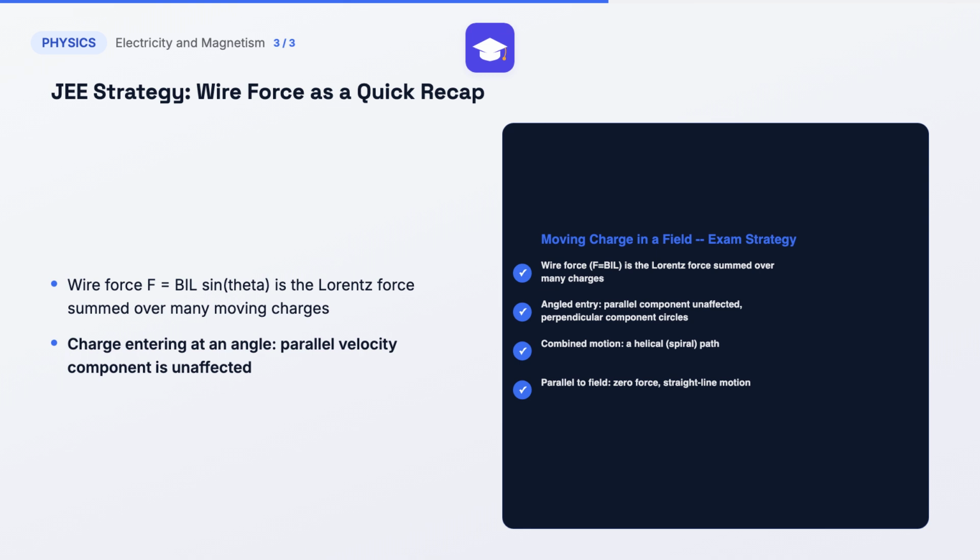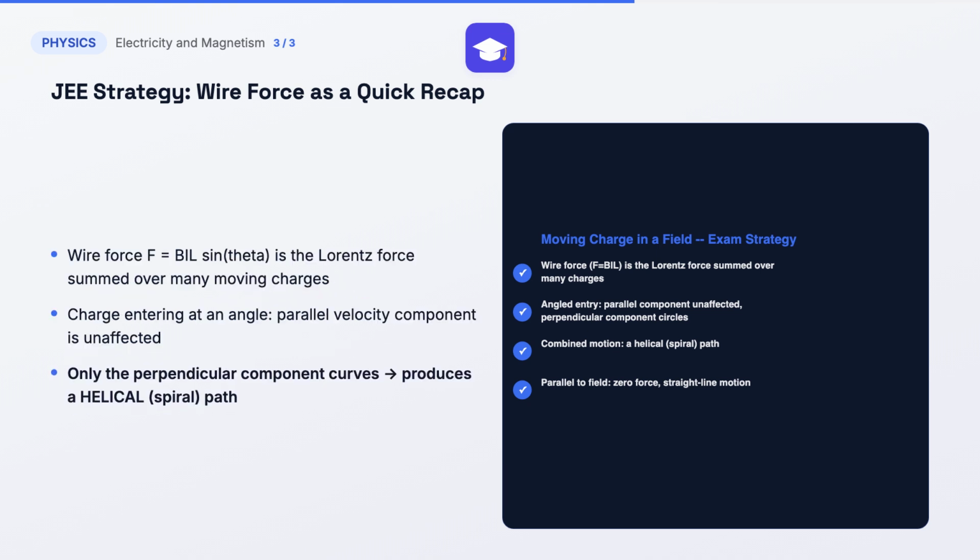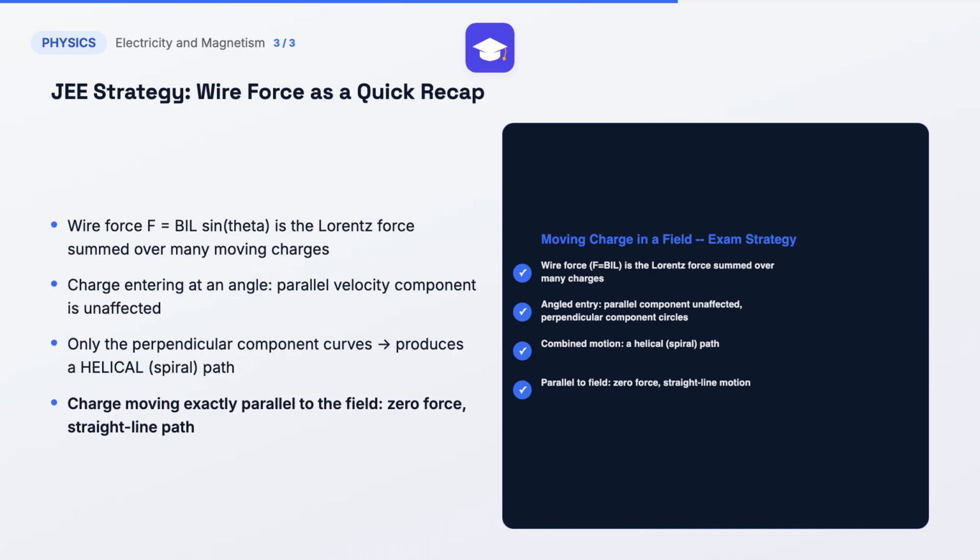A frequently tested JEE trap involves a charged particle entering a field at some angle, rather than exactly perpendicular. In this case, the velocity component parallel to the field stays completely unaffected, while only the perpendicular component curves into a circle, producing an overall helical path, a spiral, rather than a flat circle. Also remember that a charge moving parallel to the field feels absolutely no force at all, and continues in a perfectly straight line, completely undeflected.